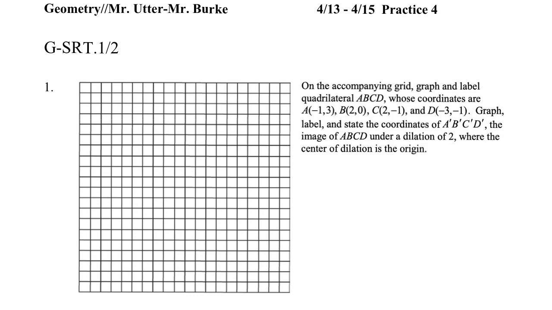Number 1, we are given that a quadrilateral ABCD has those coordinates, and all they ask us to do is graph, label, and state the coordinates of its image after a dilation with a scale factor of 2 centered at the origin.